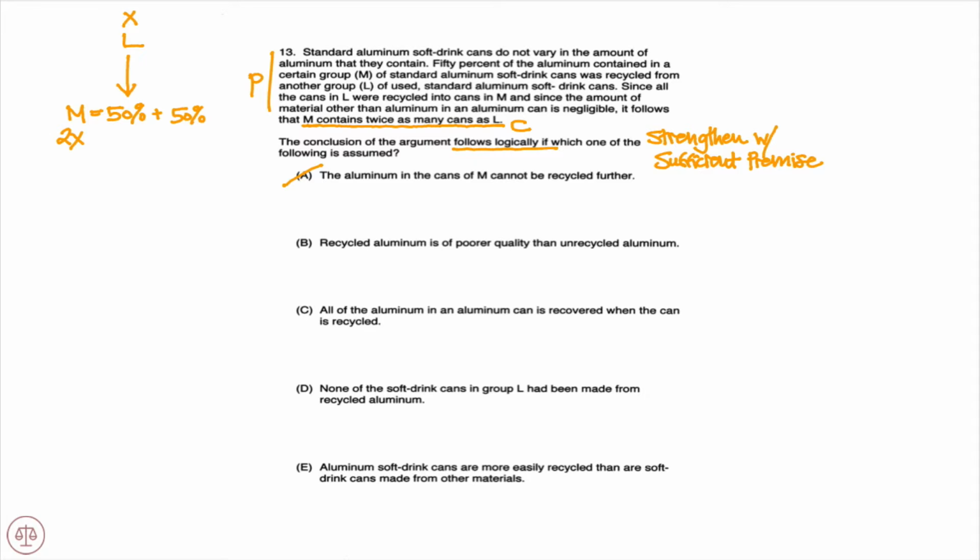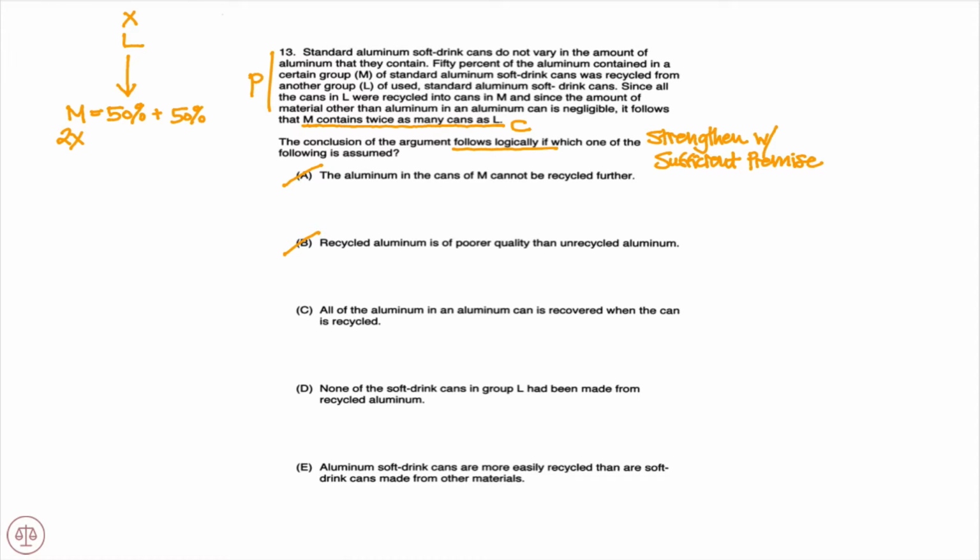How does that help? B, recycled aluminum is of poorer quality than uncycled aluminum. Again, this does not even strengthen the argument. What difference does that make? This is not an argument about the quality of the cans in M or L. It's about the quantity.